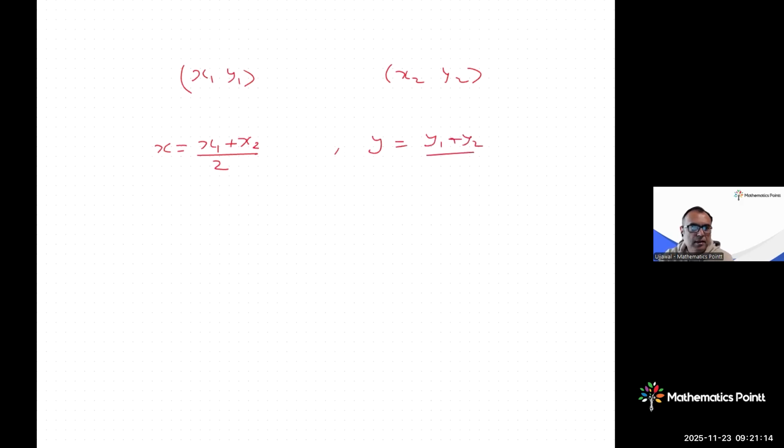Now, the points that we've got is 1 comma 0, and I give you 30 seconds to solve this. 1 comma 0, and the other point is 4 comma 4. Go for it. I need the midpoint. Good, good.